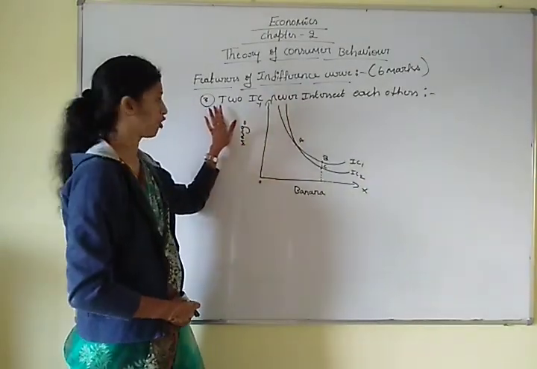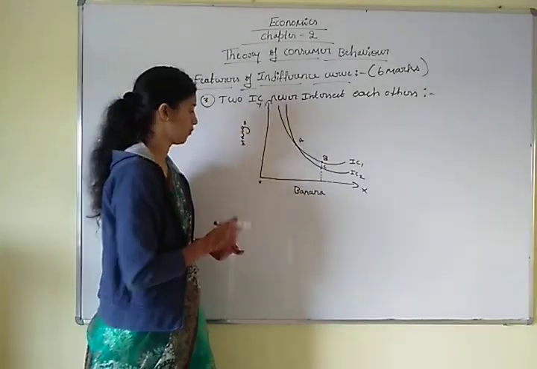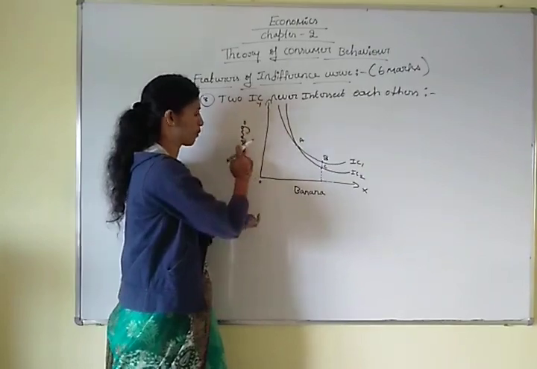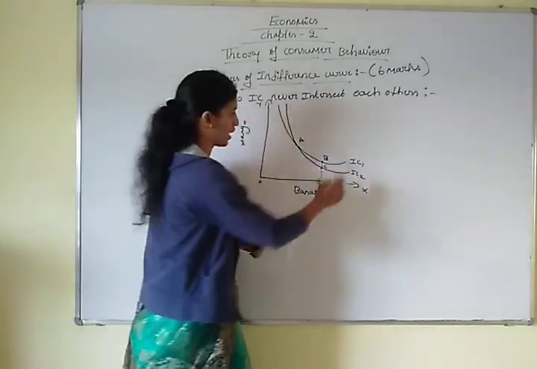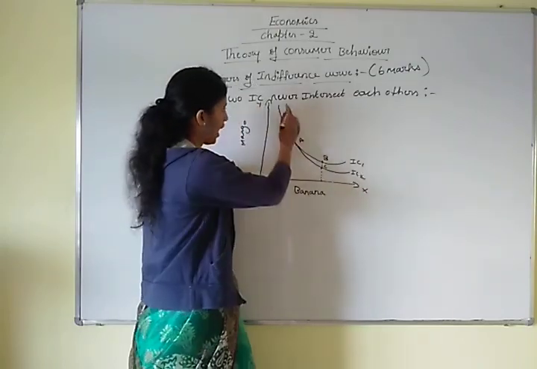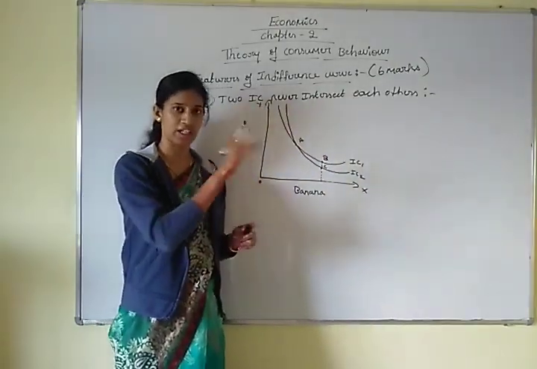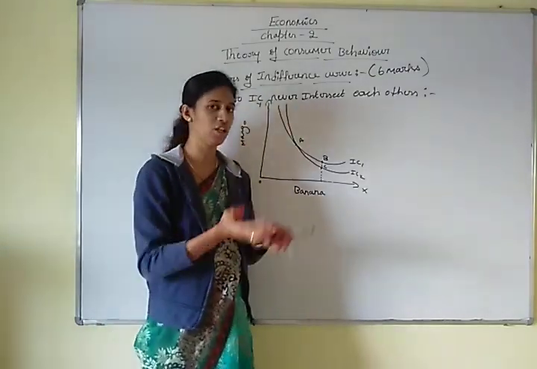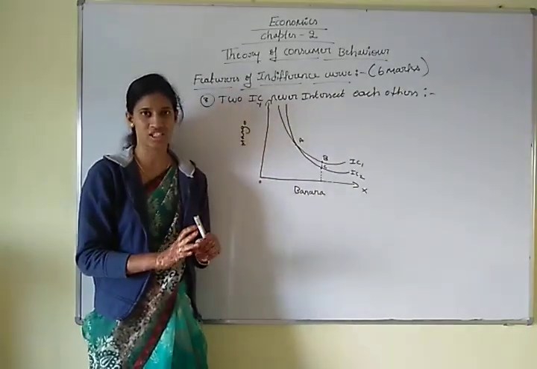Okay. Third important feature, two indifference curves never intersect each other. In the diagram, the X-axis represents banana, the Y-axis represents mango. In the diagram, there are curves IC1 and IC2. In the theory, as already stated in the second feature, higher indifference curve represents higher level of satisfaction. Lower indifference curve represents lower level of satisfaction.